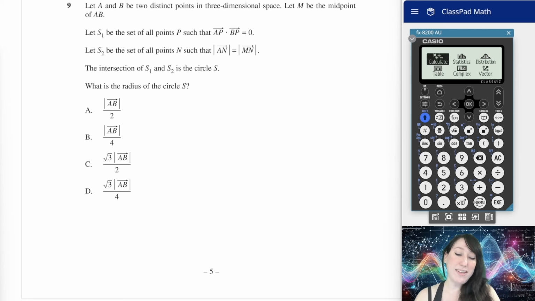To help me work through questions like this, I like to draw a diagram. We have two points A and B, and M is the midpoint. Now let's consider S1, the points P such that the vector from A to P dotted with the vector from B to P is equal to 0. Remember, what that means is that those two vectors are perpendicular. So where would all the points P lie such that the vectors from A and B to that point are at a right angle, or perpendicular? I could sketch a few examples.